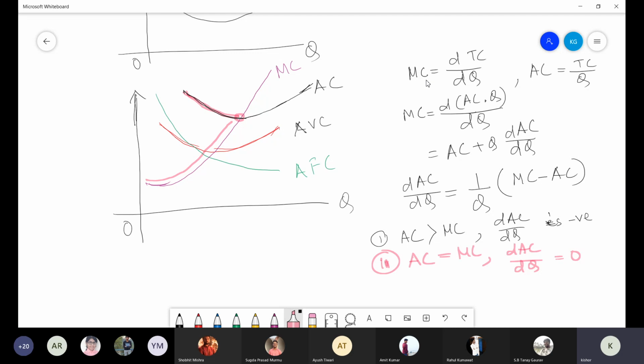And beyond that point, what is happening? Third possibility: AC is less than MC. And what is happening?